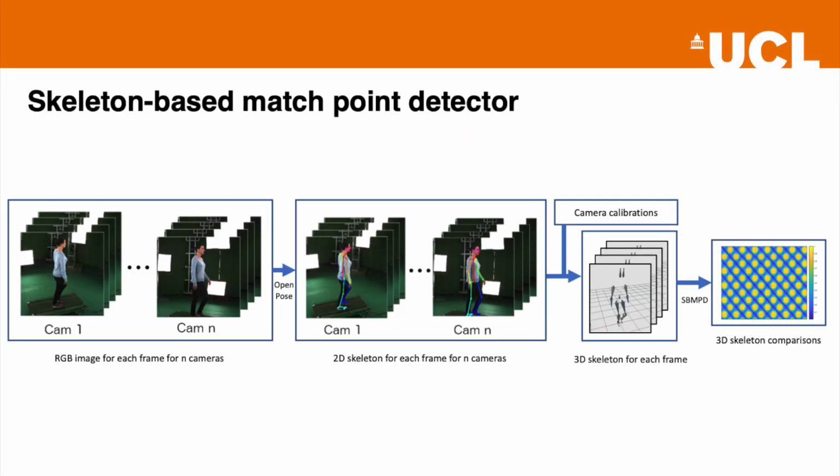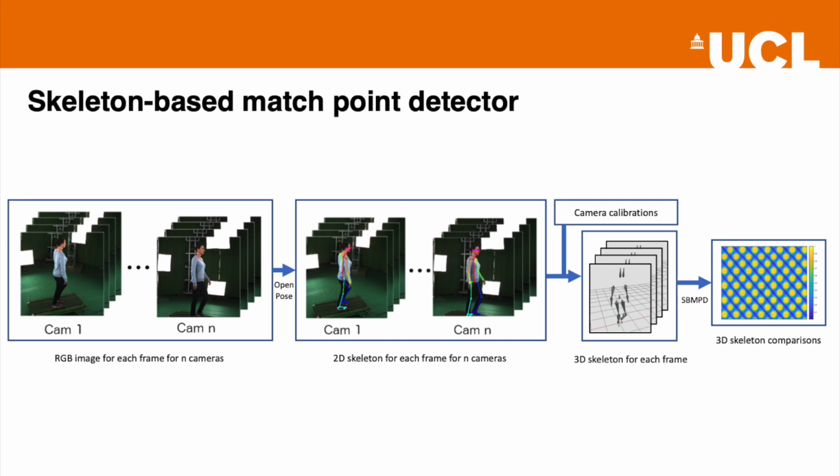So this is how our skeleton-based match point detector system works. The input is an RGB image for each frame from each of the cameras in the rig. In our case, there are around 50 RGB cameras in the rig. We then use OpenPose to detect the 2D skeleton in each of those images. Because OpenPose works in 2D, we then need to lift it into the 3D world, which we do by using multi-view geometry. Because we have the camera calibrations for each of the cameras, we can work out where the rays for each joint intersect, and that becomes that joint's 3D location in space.